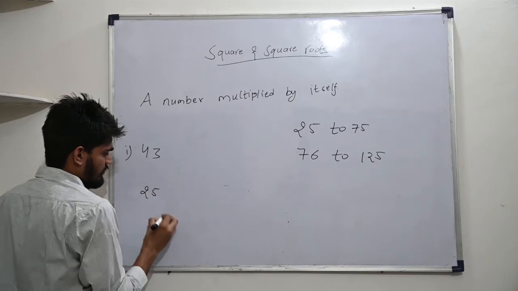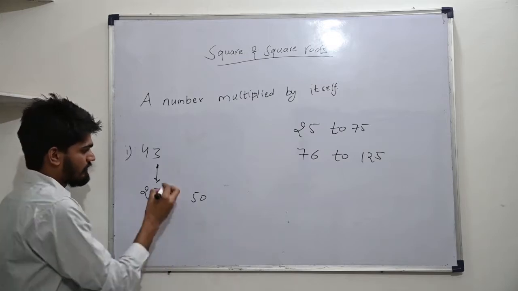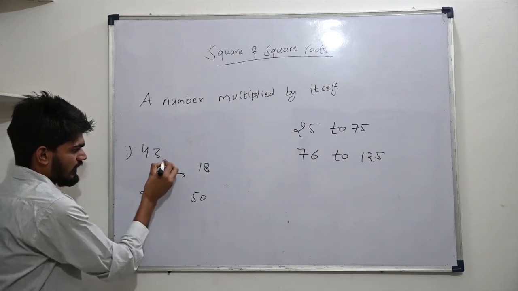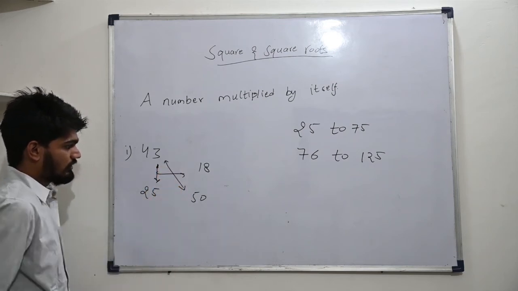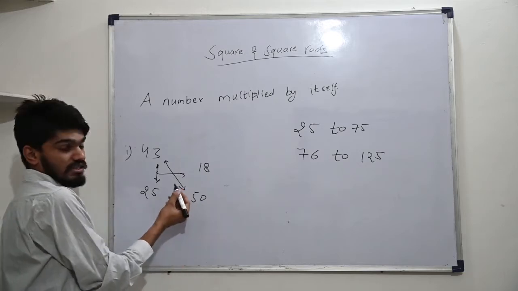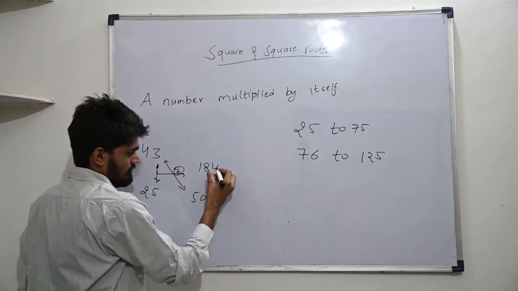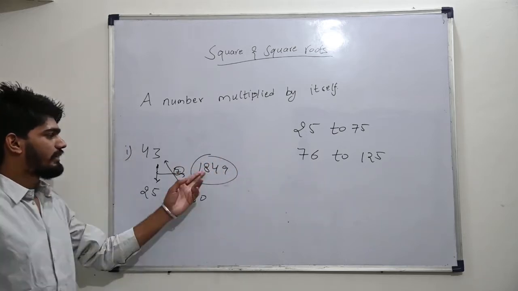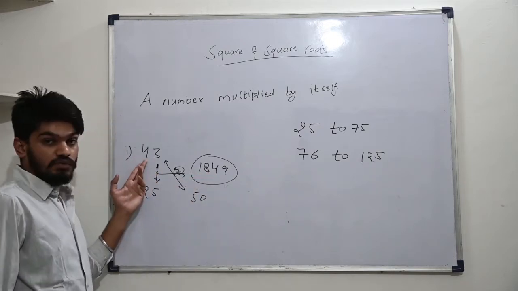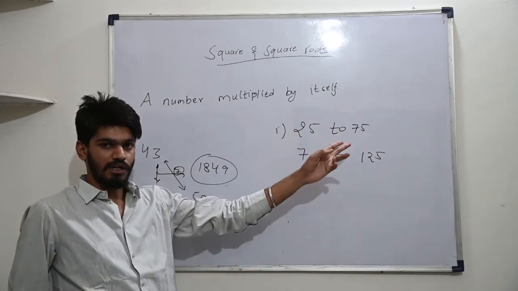We have the number 25 and the number 50. The difference with 25 will be 18, and then the square of the difference with 50. So first of all, what is the difference with 50? 7. Its square is 49. That is the square of 43, that is 1849. Simple steps, I'll repeat. We want the square of 43, and this is under 25 to 75.